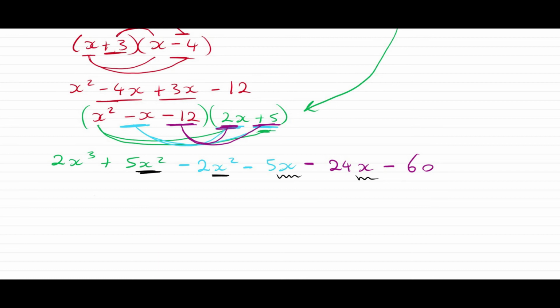So I'm going to just start by writing 2x cubed. Then we have 5x squared minus 2x squared, which gives you plus 3x squared. Then we also have minus 5x minus 24x, which gives you minus 29x. And then you have a minus 60 at the end. And that's that. It's a bit more involved.